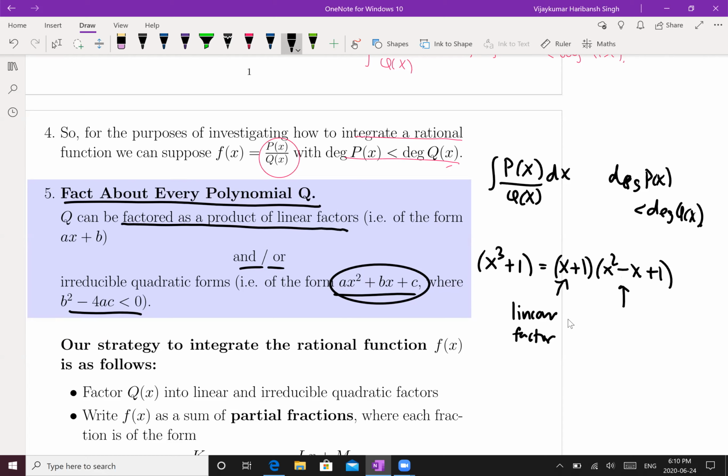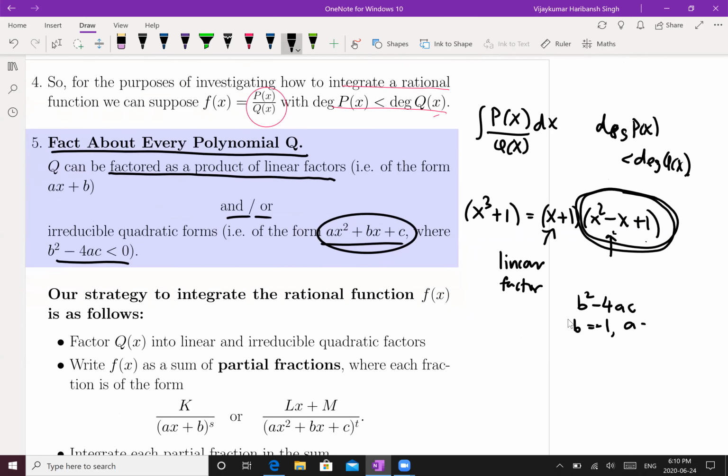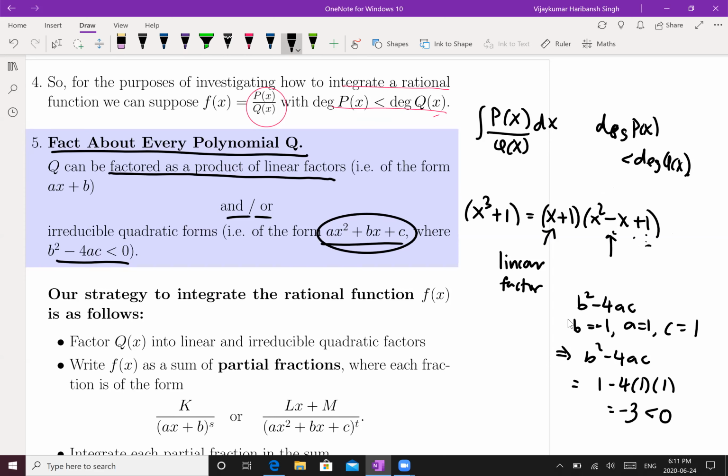Now we have to see whether this can be reduced to a product of two linear factors, or whether we have to write it as an irreducible quadratic. For that, we have a very easy test: we look at the discriminant, which is b squared minus 4ac. For this quadratic polynomial, b is minus 1, a is 1, and c is 1. So b squared minus 4ac is 1 minus 4 times 1, which is minus 3. Now b squared minus 4ac is less than 0, so this cannot be factorized further. So this is the complete factorization of it over Q.